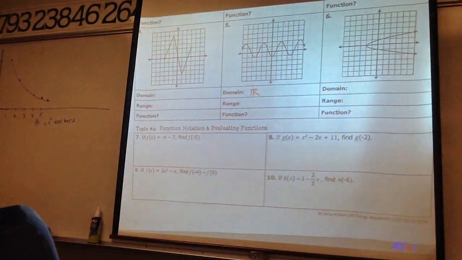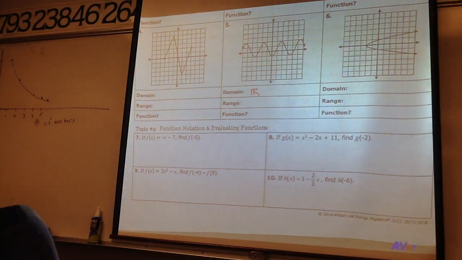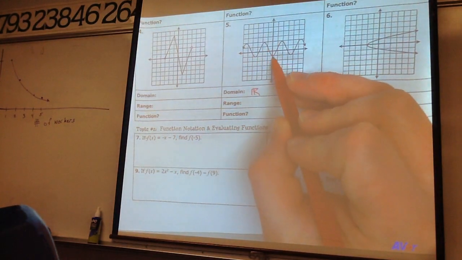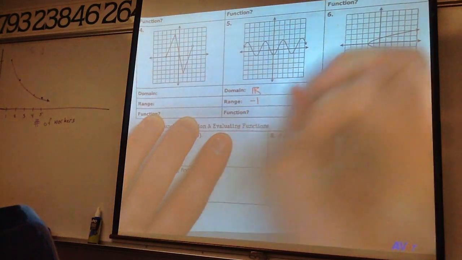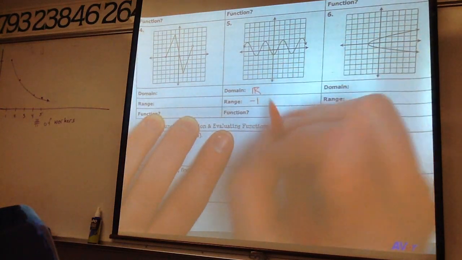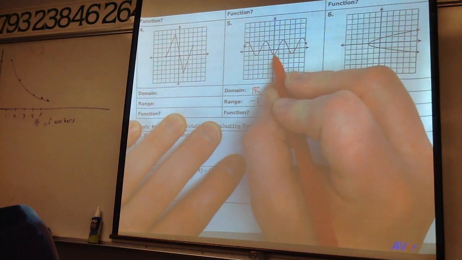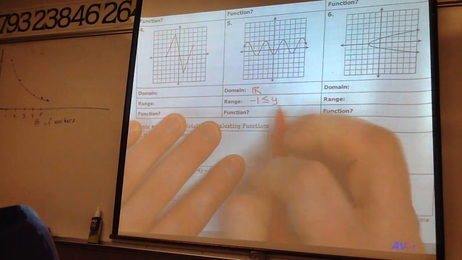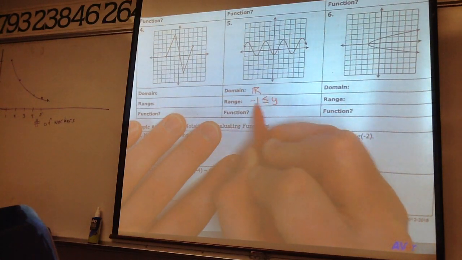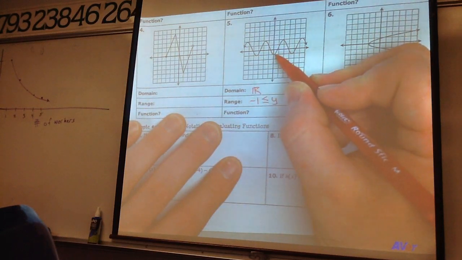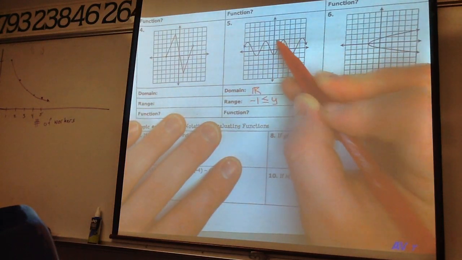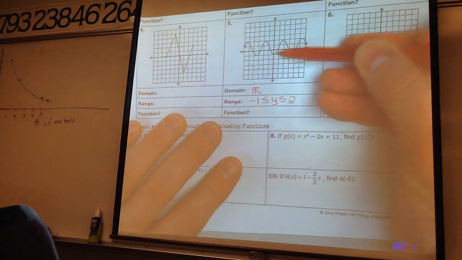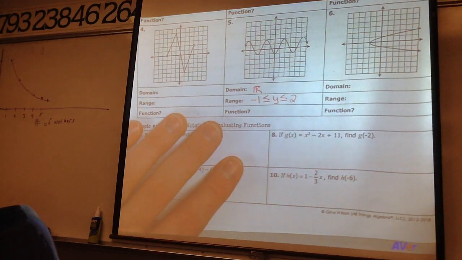The range is the set of y values that it hits. I always like to work from low to high. What's the lowest y value this graph hits? -1. It actually hits -1, so it's going to be less than or equal to, and put a y. That means y is greater than or equal to -1. What's the highest y value that it hits? 2. So then you'll just put less than or equal to 2. So y is everything between -1 and 2. Okay.